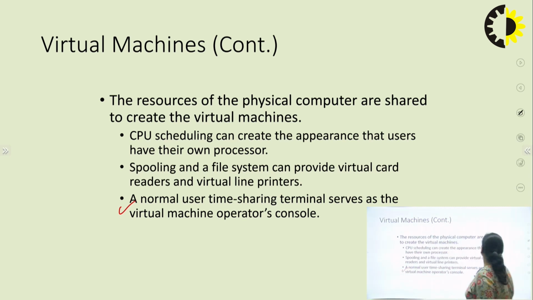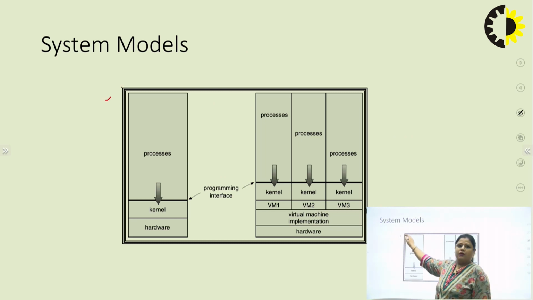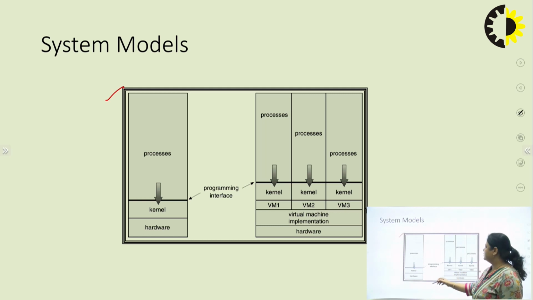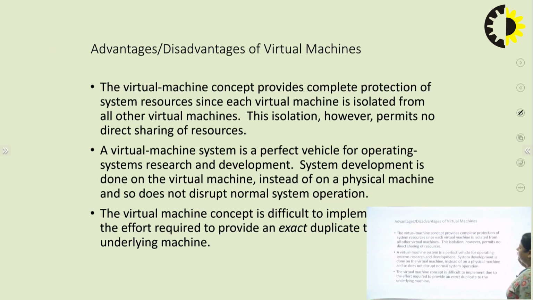Now, this is the system model of a virtual machine, how it is implemented and works. This is hardware, kernel, process. These are some virtual machine implementations: virtual machine 1, virtual machine 2, virtual machine 3. This is the simple basic structure of the virtual machine model.